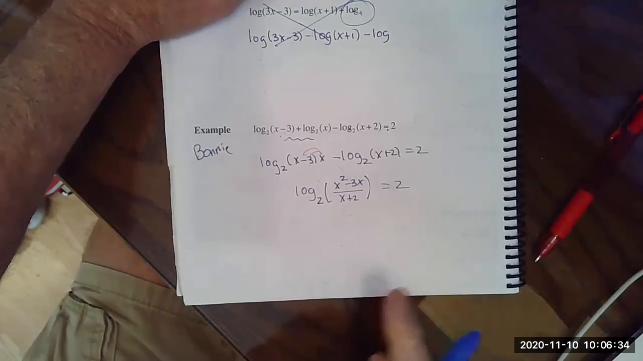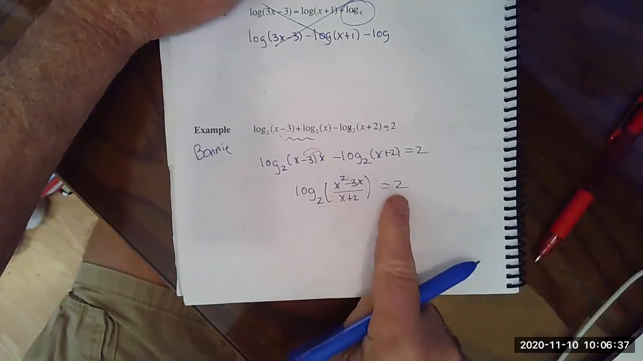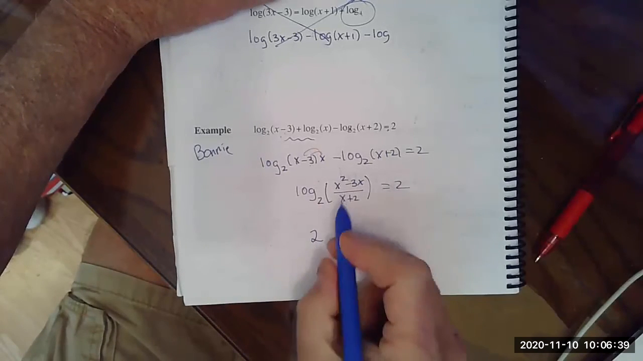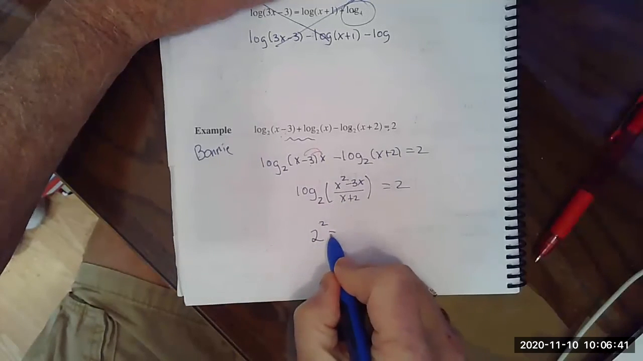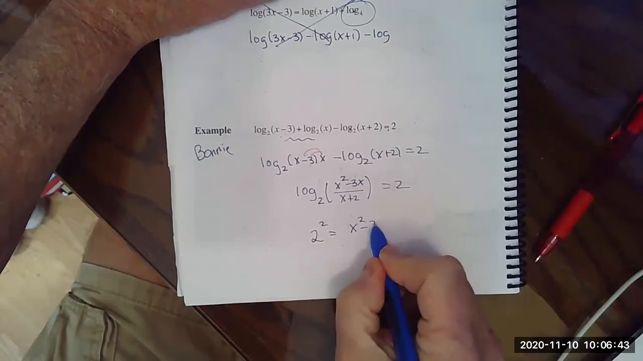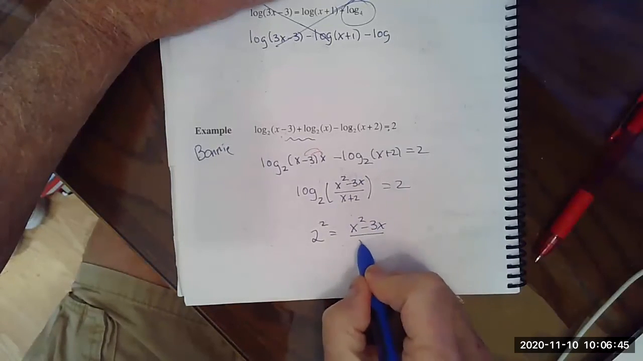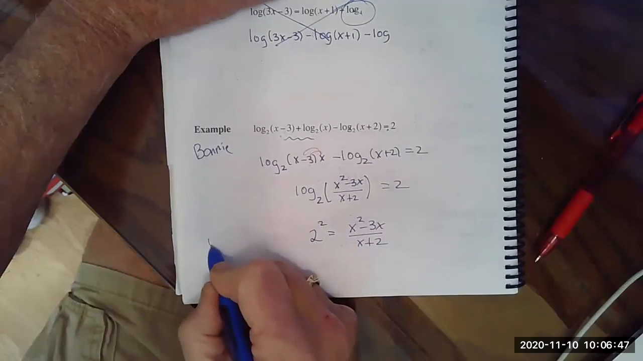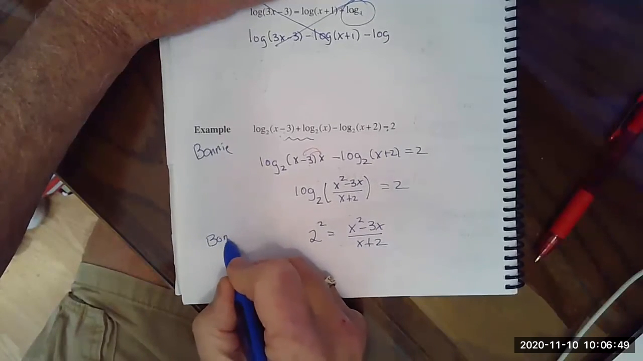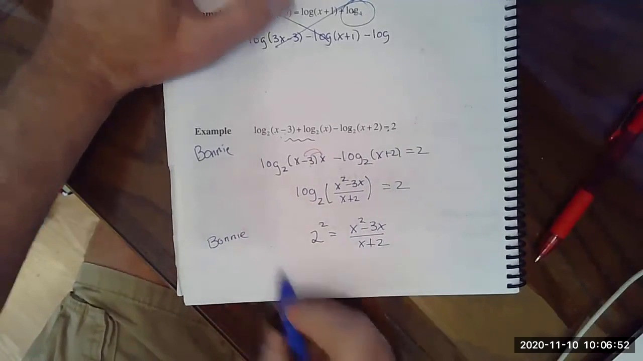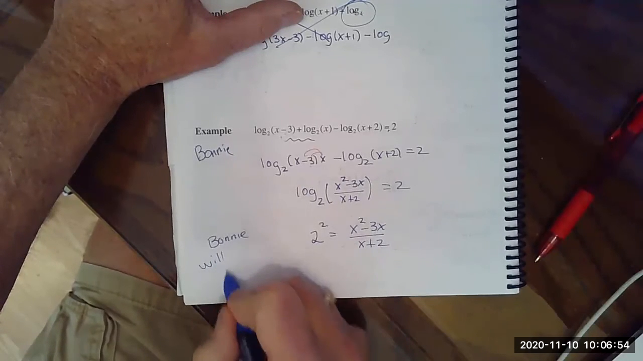Okay, now it's pretty messy, but watch what happens. 2 raised to the second power is equal to x squared minus 3x all over x plus 2. And Bonnie's going to finish. And I'll tell you what to do, Bonnie, on this one if you finish. Bonnie will finish. Now I'm just looking at time.